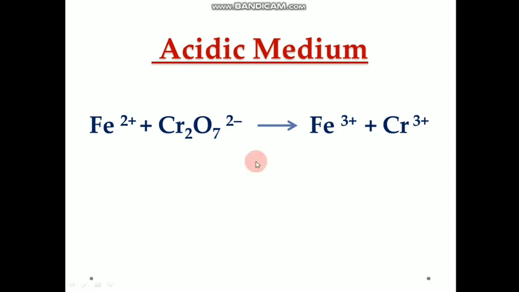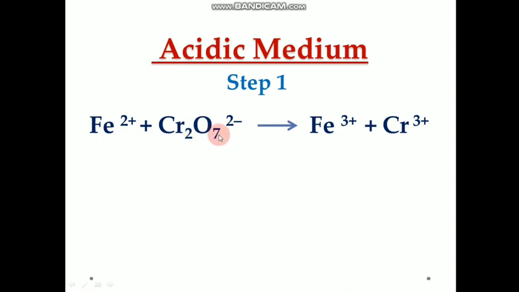As I told, it is very similar to the oxidation number method. In step 1, we will find the oxidation numbers and find which one is oxidized and which one is reduced. Fe2+ is a single atomic ion, so we don't have to find any other numbers. 2+ is its oxidation state. As it is a single atomic ion, whatever the charge is, that is the oxidation number. So Fe has an oxidation number of 2+ here.